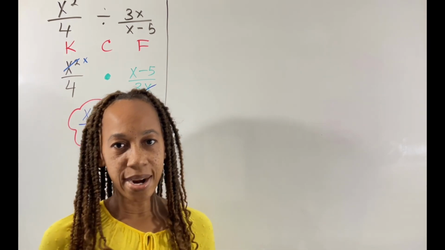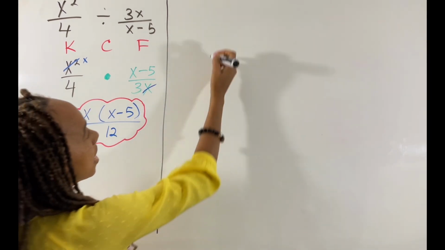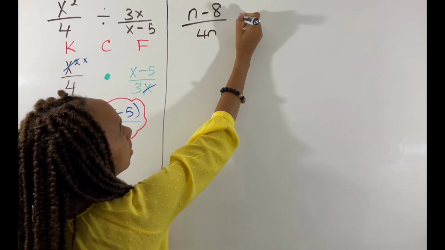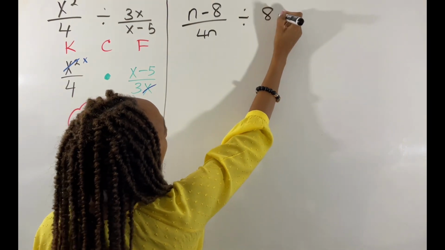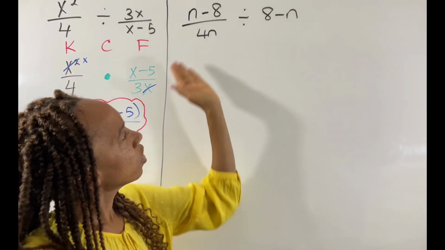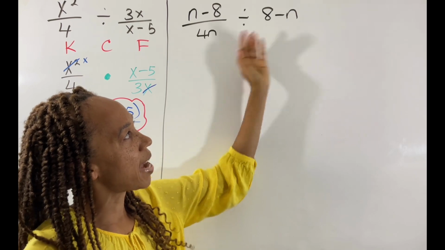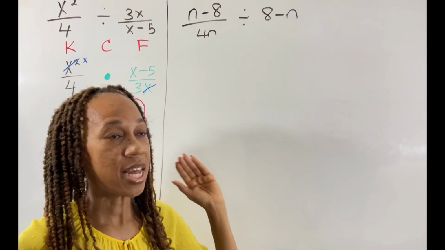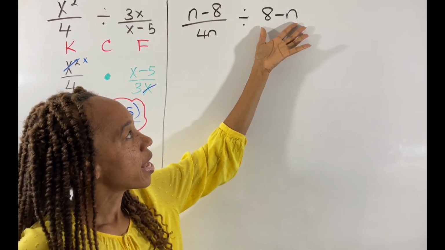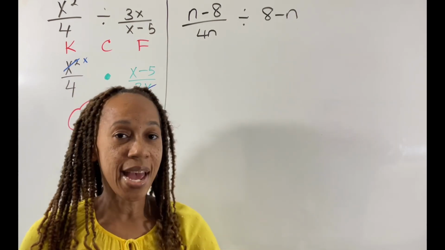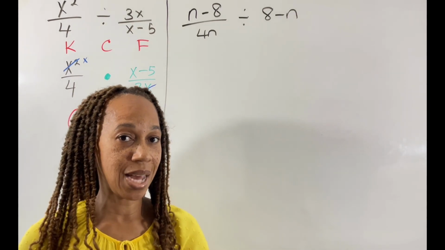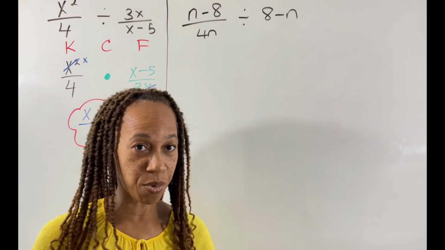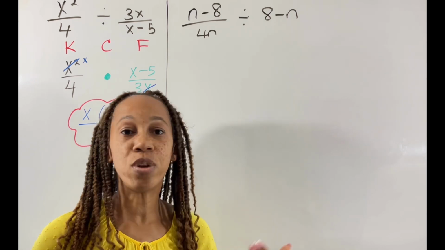The next example that I want to demonstrate to you is (n minus 8) over 4n divided by (8 minus n). You will notice that on the right side here you have 8 minus n, and it is not written as a rational expression because it is just written as an expression here. In order to get it as a rational expression, you have to apply the same concept as what you would have done if you had a number 6, which is a whole number, and to write it as a rational number, it would be 6 over 1.